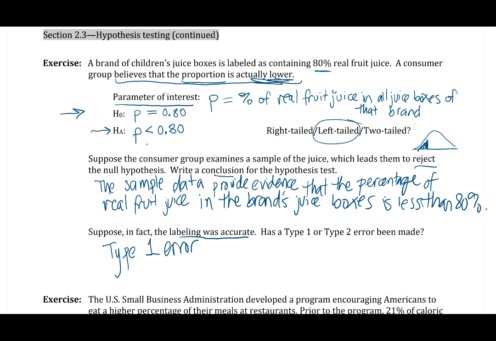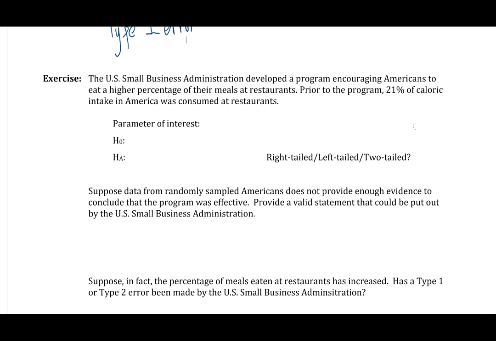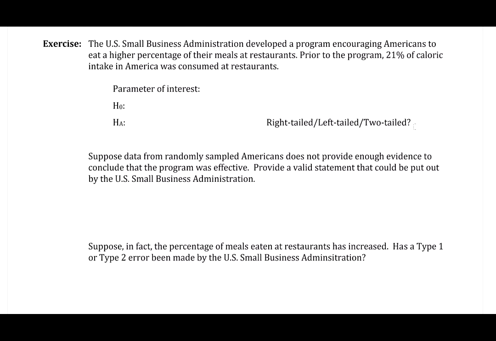Okay, let's try one more. This exercise says that the U.S. Small Business Administration developed a program encouraging Americans to eat a higher percentage of their meals at restaurants. Prior to the program, 21% of caloric intake in America was consumed at restaurants. So how would we set this up? Let's start by defining the parameter of interest. Again, we're talking about percentages, so we're going to use P, our population proportion, for our parameter.